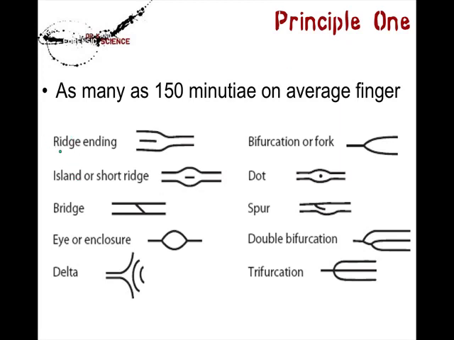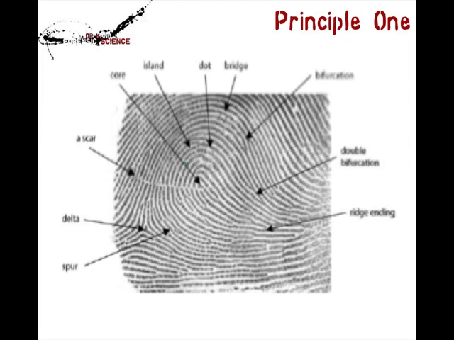So some include these ridge endings, the island or short ridge. There's a bridge, eye or enclosure. This is like a delta. The bifurcation. There's also a double bifurcation, where it bifurcates and bifurcates again. And there's a trifurcation, a spur, and a dot. And this is what it would look like on a fingerprint.